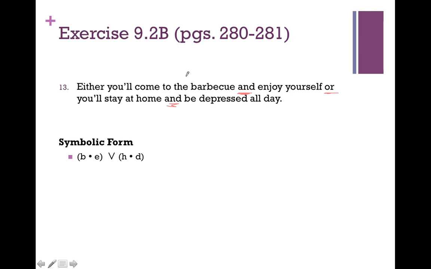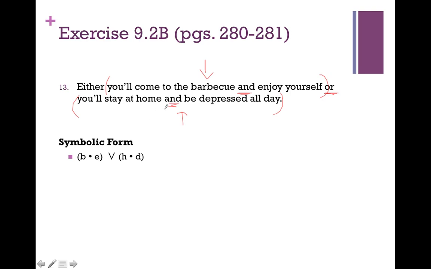We have and, and we also have or right here. And notice that you have a disjunction right here, and then you have two disjuncts. The first disjunct is you'll come to the barbecue and enjoy yourself. The second disjunct is you'll stay at home and be depressed all day. But notice that each of the disjuncts is itself a compound proposition. The first one says you'll come to the barbecue and enjoy yourself. Well, we use a B to represent you'll come to the barbecue, an E to represent you'll enjoy yourself.